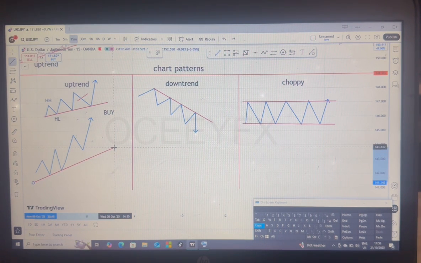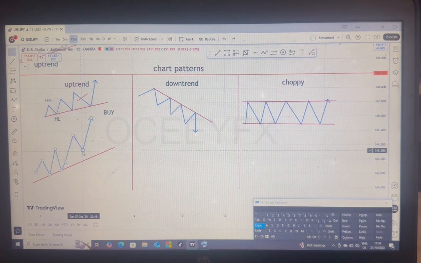As you can see here, it came back, it made a double bottom. We'll still go into that. It made a double bottom and it took off. On reaching here, it just went down a bit and took off. It's still an uptrend because it's showing higher low, higher high.